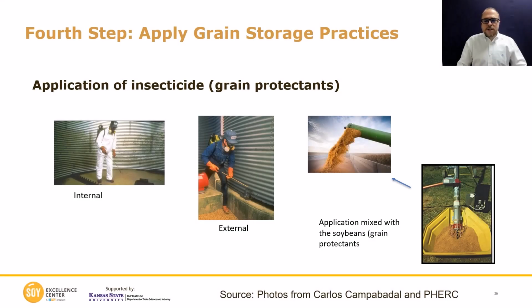Another storage practice is the application of insecticides. Insecticides are chemicals that are applied either on the external part or the internal part of any type of storage structure, but also can be mixed with the grain in order to prevent insects from coming. They will leave a residue that doesn't have any effect on the animals or the humans that consume that grain. There are different types of insecticides out there, but check the ones that are offered in your country or in your location and that are compatible with the different grains that you're storing.